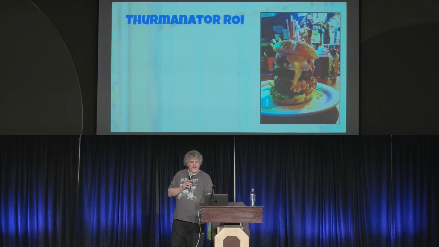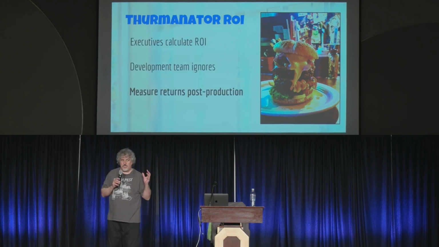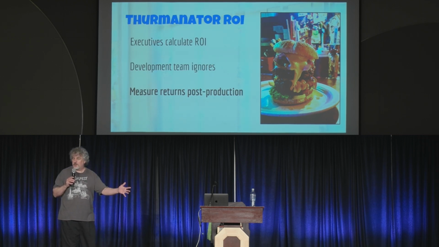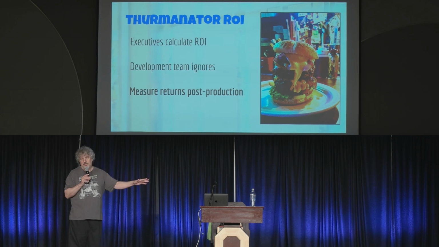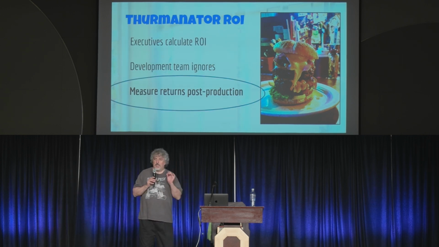So I think of the Thurmanator burger like something that's tasty, something that's kind of awesome, but it's too much for a meal. And so that's why I named this type of ROI after the Thurmanator. So here, our executives still calculate the ROI. We have to figure out if this project's valuable. Development team still ignores what they do and goes off specifications. But we measure our returns in post-production. And so that's the big difference from type 1 to type 3.